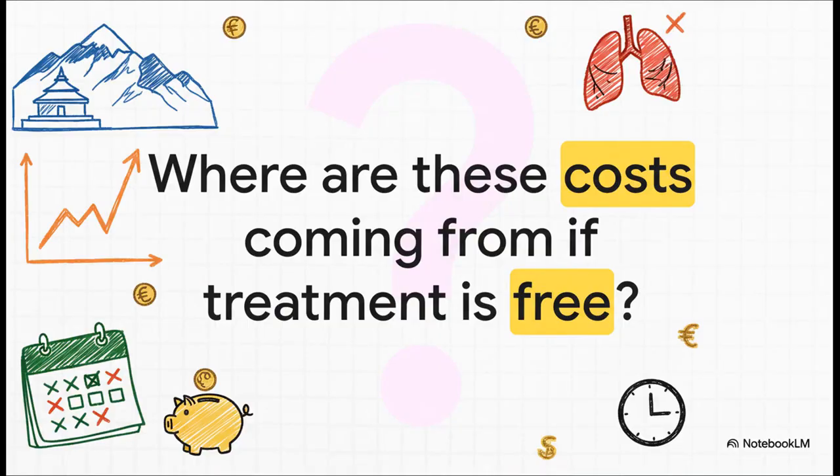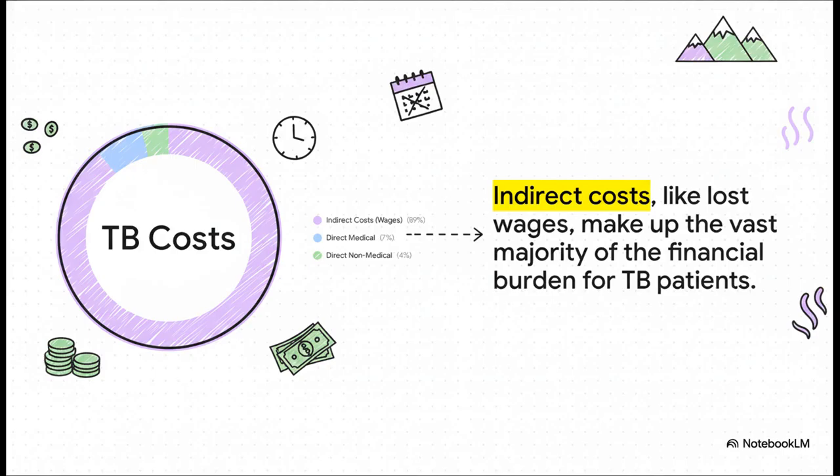And this brings us right back to our central mystery. If the medicine itself is free, what on earth are people paying for? Well, the answer turns out to be the biggest hidden cost of all. This is the real story right here. Direct medical costs are only 7% of the burden, a tiny little slice. Things like food and transportation, that's another 4%. The absolutely crushing weight, the thing that's breaking families, nearly 90% of the total cost is from lost income. It's the wages people can't earn because they are simply too sick to work. The free treatment is costing them their livelihoods.